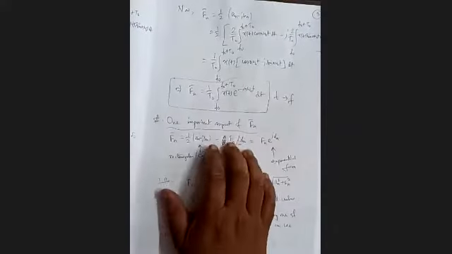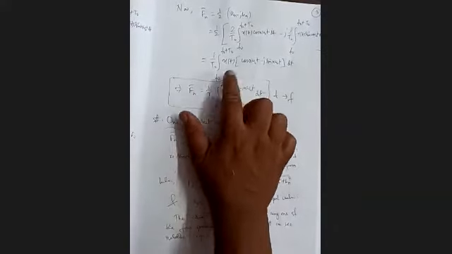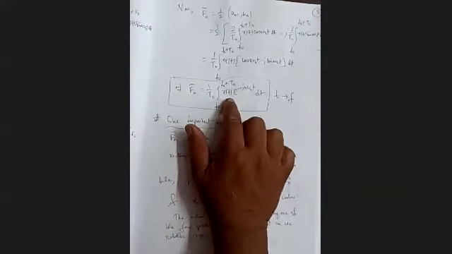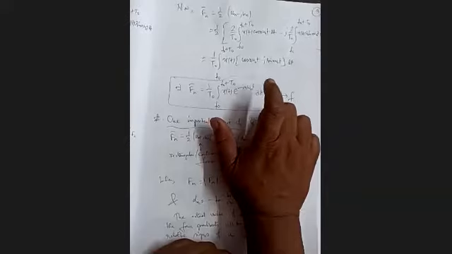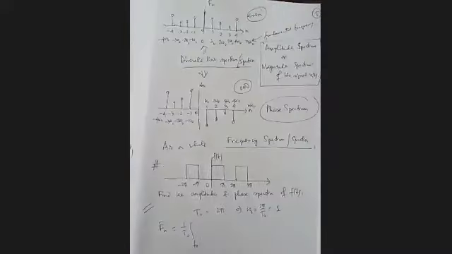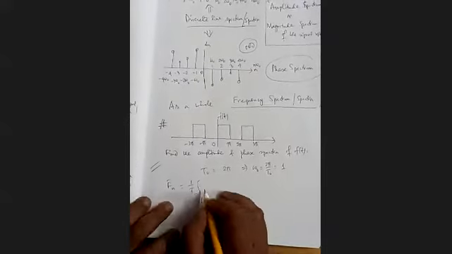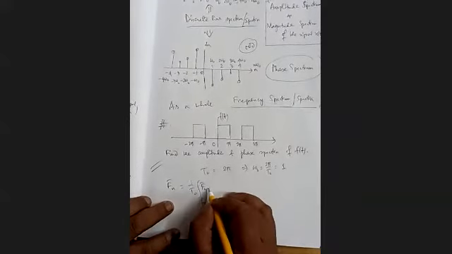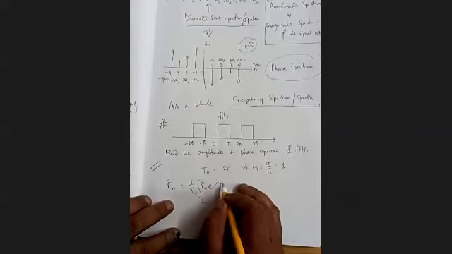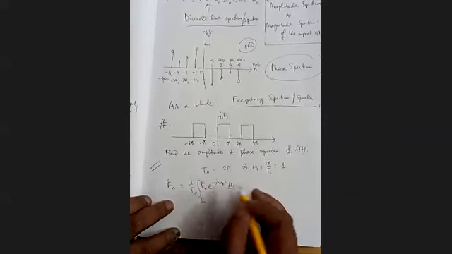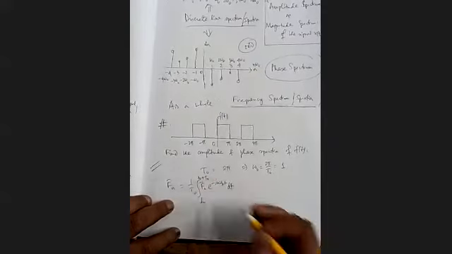So this is our expression. So 1 by time period, you are evaluating it over one cycle, then xt into e to the power minus jn fundamental angular frequency into t dt. So just we are using it here. Okay. So it is Fn bar, e to the power minus jn omega 0 t dt, and it is t0 to t0 plus capital T0.